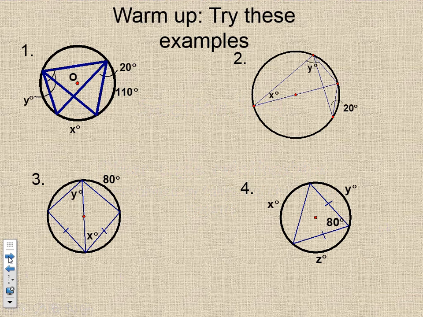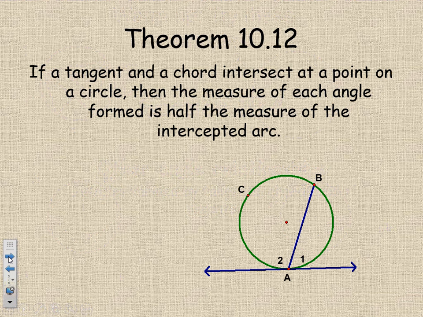Okay, so here's the first theorem that we're going to talk about today. It says if a tangent and a chord intersect at a point on a circle, then the measure of each angle formed is half the measure of the intercepted arc. So remember back in 10.3 what an intercepted arc is. So hopefully you can identify for angle 1 here, we're talking about the arc AB. That's the intercepted arc because that's the arc that's in between the angle 1.